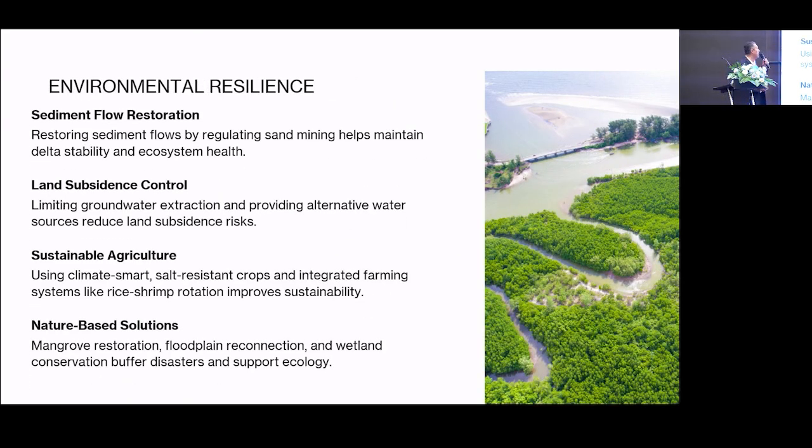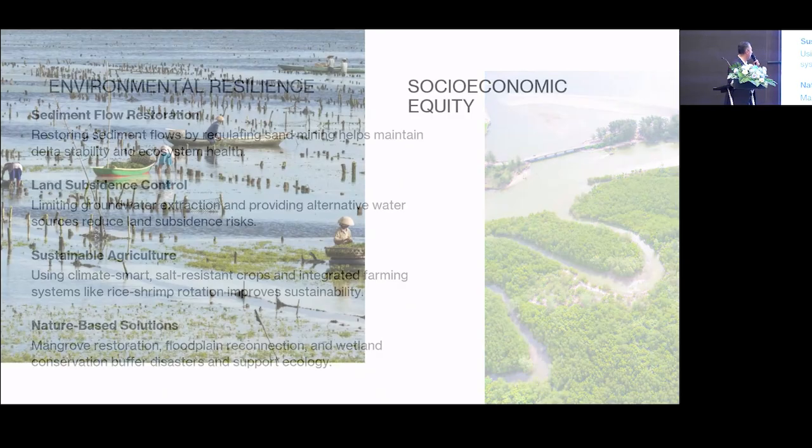Under environmental resilience, we are talking about sediment flow restoration. We need to restore sediment flows. This is also something that came up in the presentations. Regulating sand mining helps maintain delta stability and ecosystem health. Land subsidence control: we need to limit or at least regulate groundwater abstraction and provide alternative water sources to reduce land subsidence. Sustainable agriculture: we need to consider climate-smart agriculture or at least salt-resistant crops, and integrated farming systems like rice-shrimp rotation, and this will improve sustainability. Again, nature-based solutions: mangrove restoration, floodplain reconnection, and wetland conservation will buffer disasters and support the ecological system within the deltas.